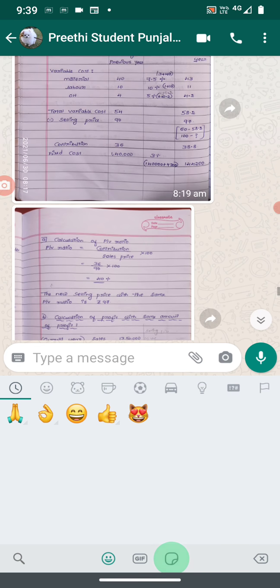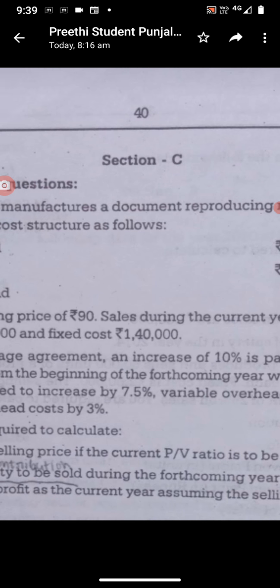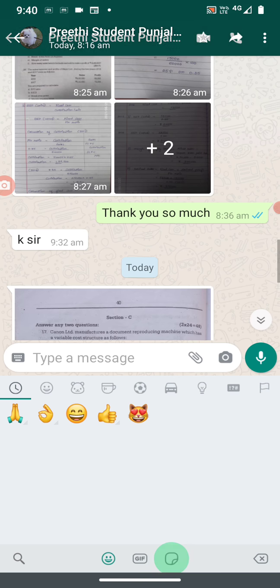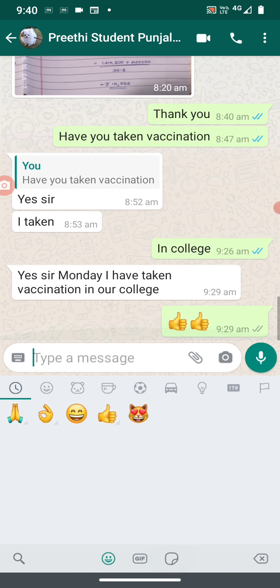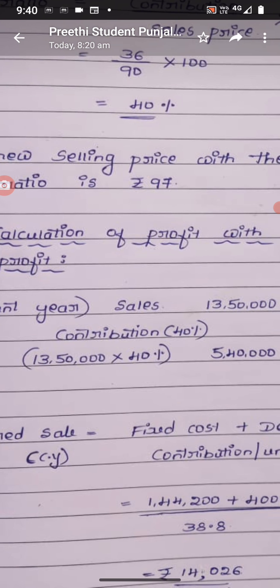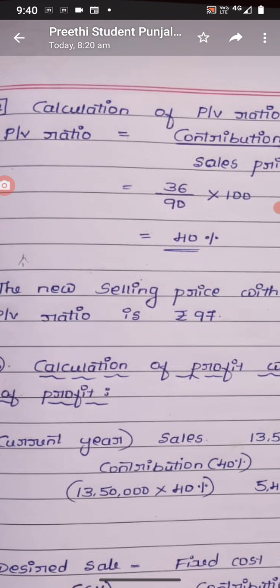Now we'll see whether they have given quantity or rupees. Quantity to be sold, so we will have this only, 14,026, but not rupees. It is quantity, it is 14,026 units, because they wanted quantity. So that calculation we have done. This is a little different problem compared to the previous problem we have solved, wherein we have gone a little ahead in terms of calculation.